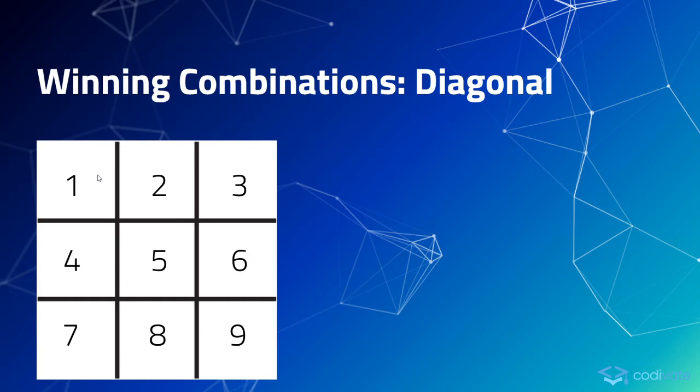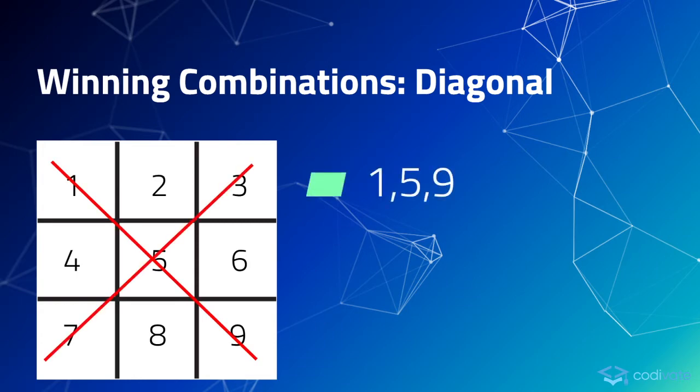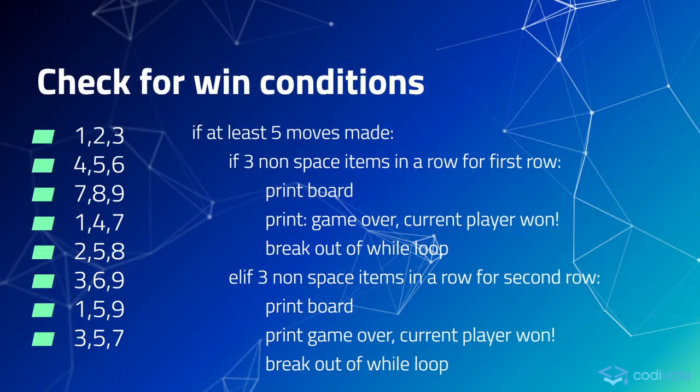Now let's go over the last winning combination possible, which is the category of diagonal winning combinations. The first combo we have is 1, 5, and 9, and the second combo is 3, 5, and 7. These are all 8 of our winning combinations in tic-tac-toe, and we have to implement this into Python code now.